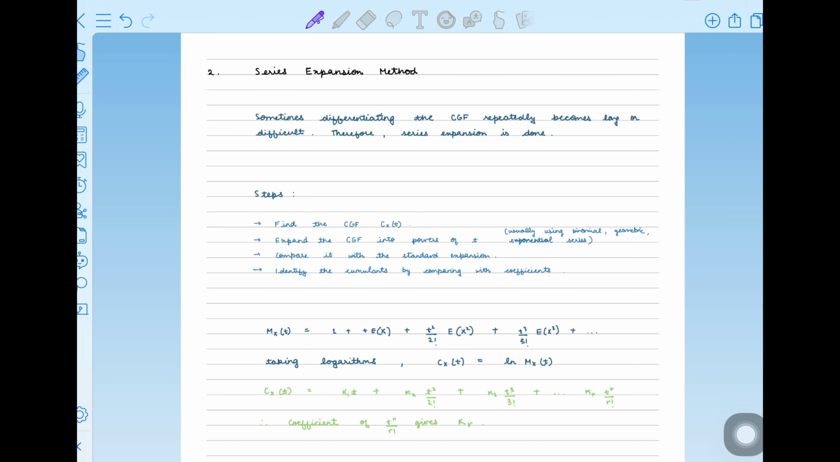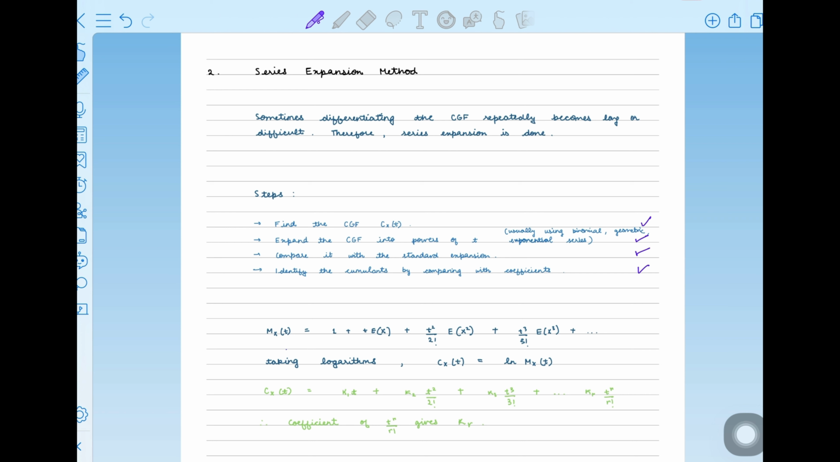Next, let's move on to the series expansion method. We start by finding the CGF. Then we expand it into powers of t, using whichever distribution is most appropriate in the question. We compare it with the standard expansion and find the cumulants by comparing the coefficients.